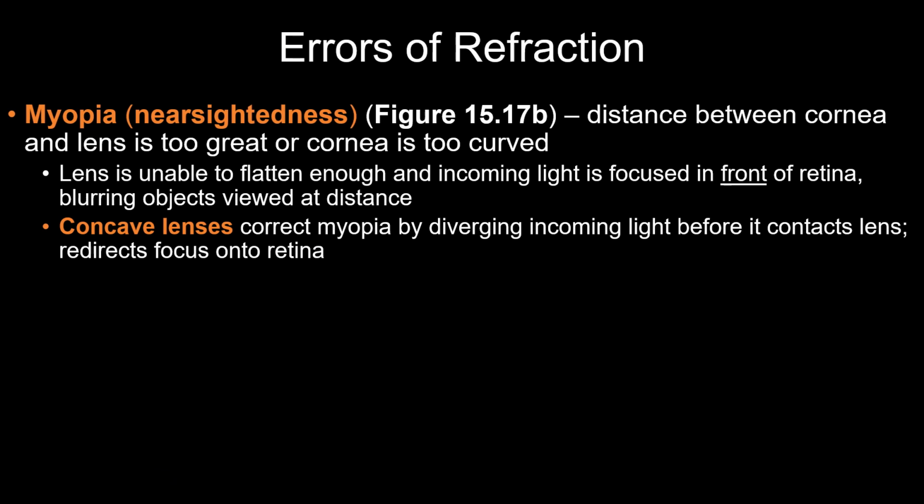The opposite occurs in an individual that is myopic or has myopia. Now this is going to be nearsightedness. The distance between the cornea and the retina is too long. Or the cornea actually may curve too much. In this case, lenses can't flatten enough and bend the light too much, and this focuses the light in front of the retina, and it's going to blur the image when you're viewing distant objects. Myopia is corrected with concave lenses that allow for the light to diverge a little bit more before it strikes the lens of the eye.